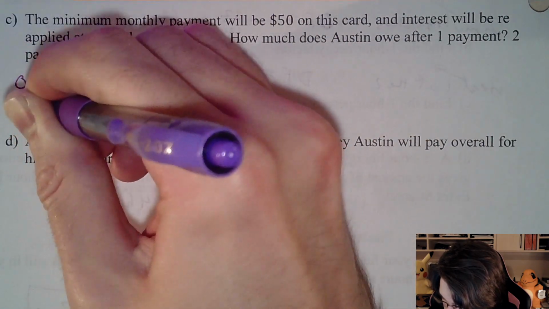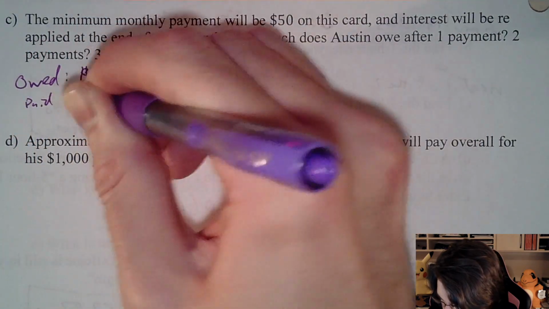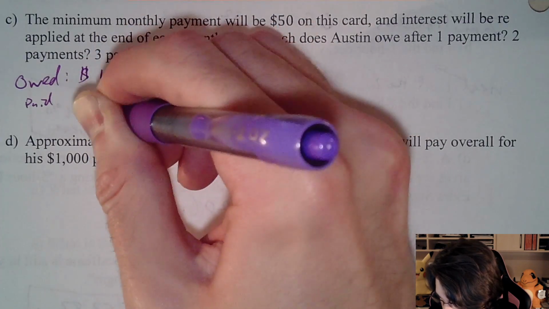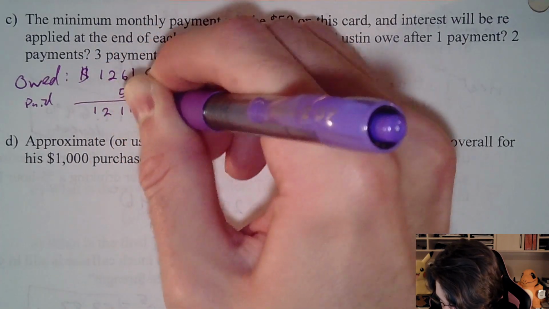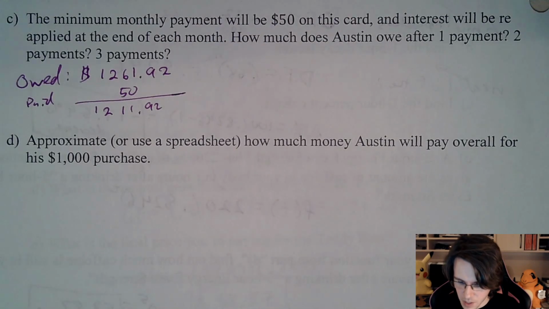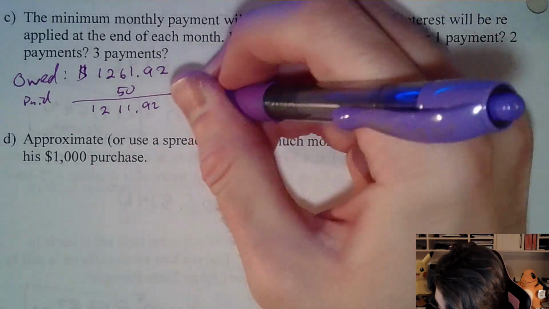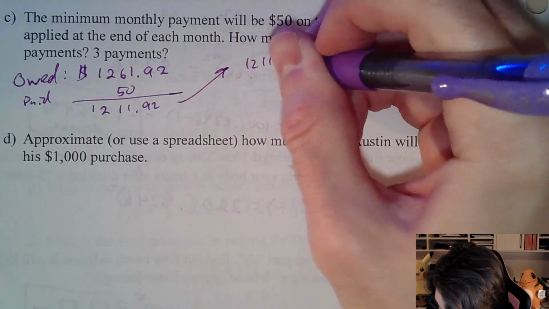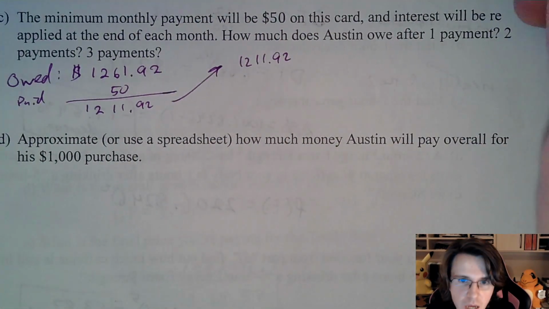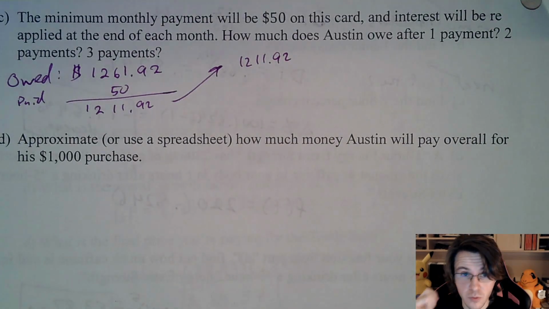So you paid 50. So you're subtracting that number. So you get 1211.92. So subtracting, taking that number and subtracting 50, but I messed up on my calculator. Once you've taken this new number, you're going to have 1211.92, and you are now going to reapply the interest.